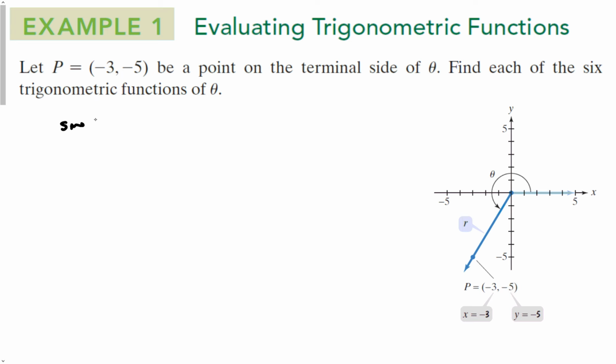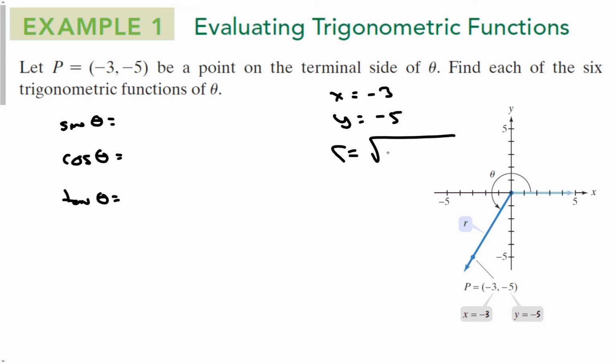So the sine of theta, the cosine of theta, and the tangent of theta. Well, I know x is -3. I know y is -5. I just need to find r. And the way that I find r is the square root of (-3) squared plus (-5) squared. So that's 9 and 25. So that's the square root of 34, which doesn't really simplify.